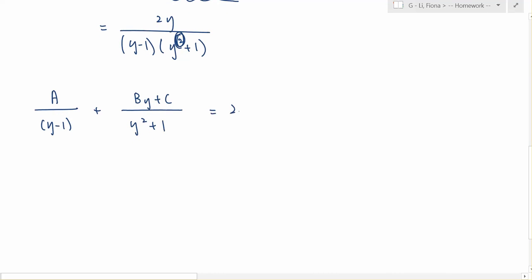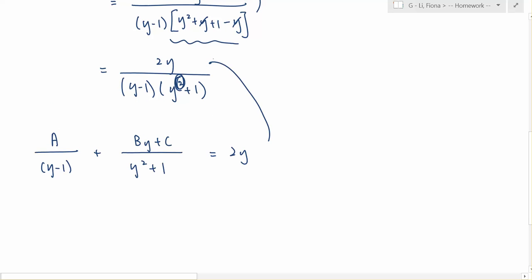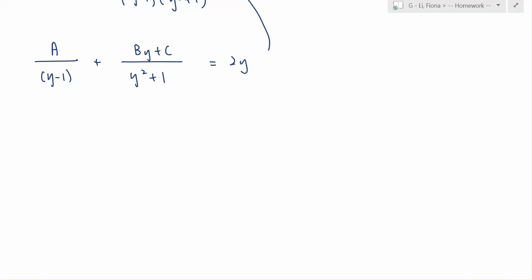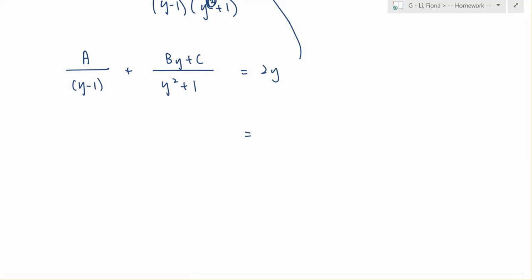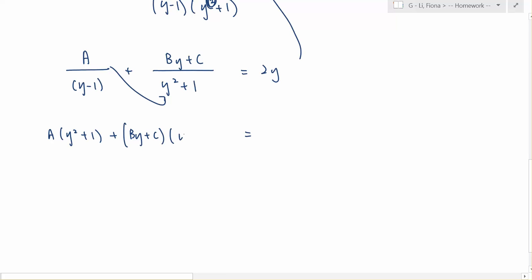And so this chunk will be equal to 2y, which comes from the numerator. Okay, so let's multiply this out a little bit, and so we will get A times the denominator of the other term, which is y squared plus 1, and then plus parentheses By plus C, and then y minus 1, which is the denominator of this part. Okay, this is getting a little messy, but you get it.